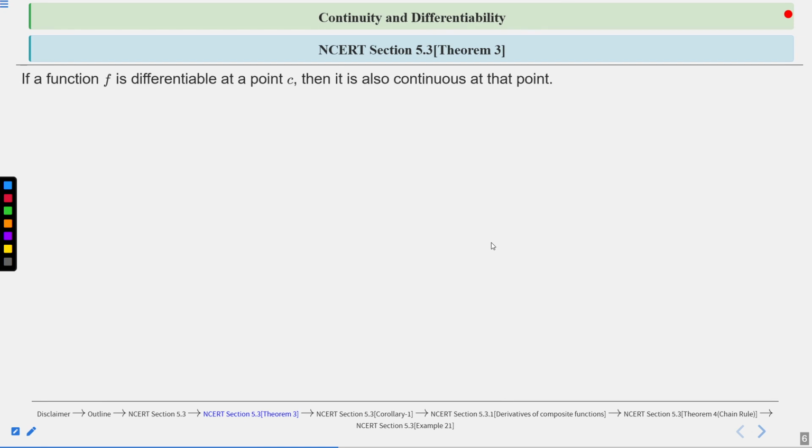Now NCERT section 5.3, theorem 3. Theorem 3 says, if a function f is differentiable at a point c, then it is also continuous at that point, right?